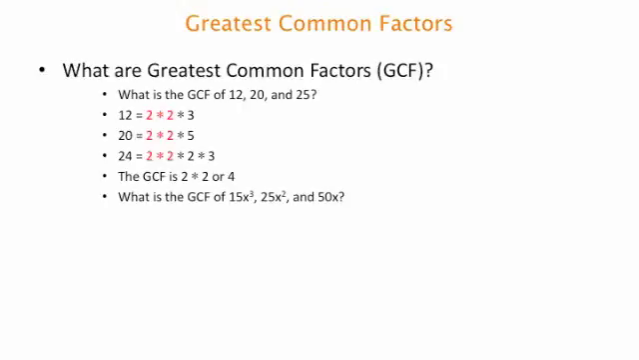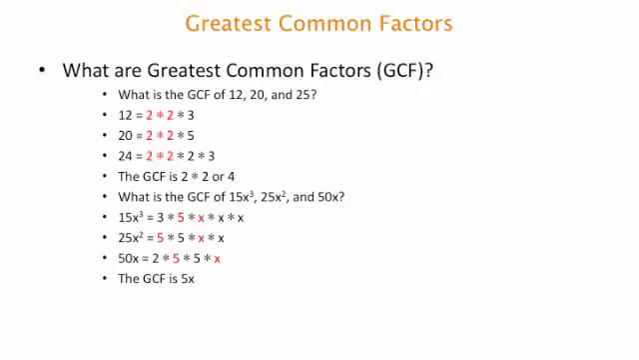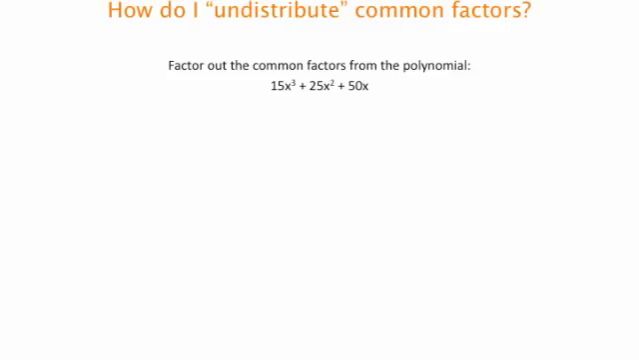What's the GCF of 15x to the third, 25x squared, and 50x? Again, I list them down into their basic factors, including the x terms. So 15x to the third is 3 times 5 times x times x times x. There's 3 x's multiplied, and so on. And you'll see that what they have in common is simply a 5 and a single x. So 5x is the GCF of those three terms.